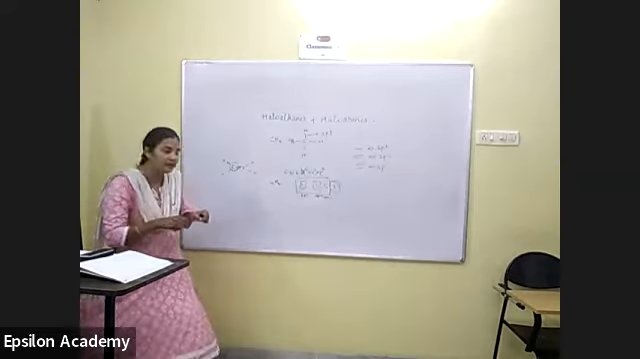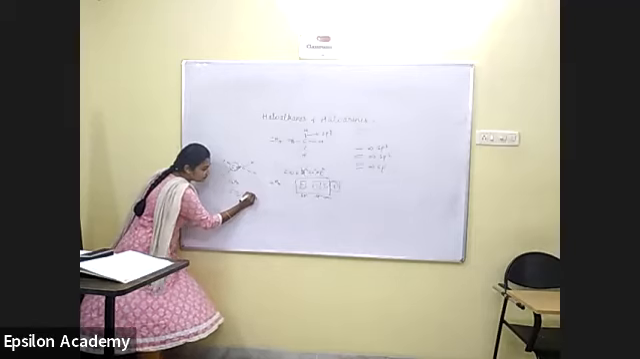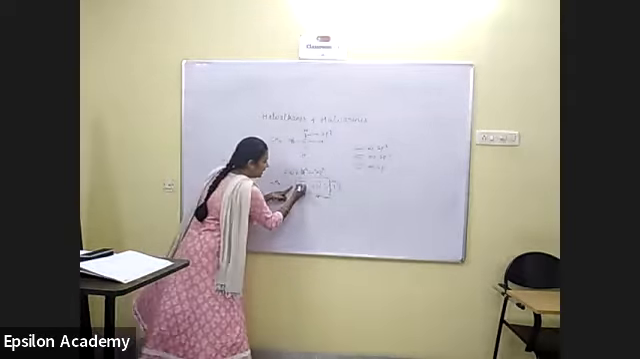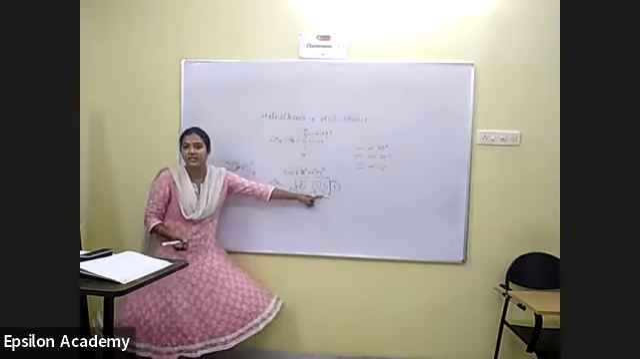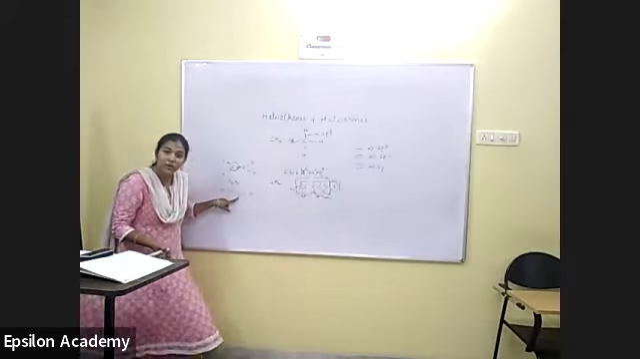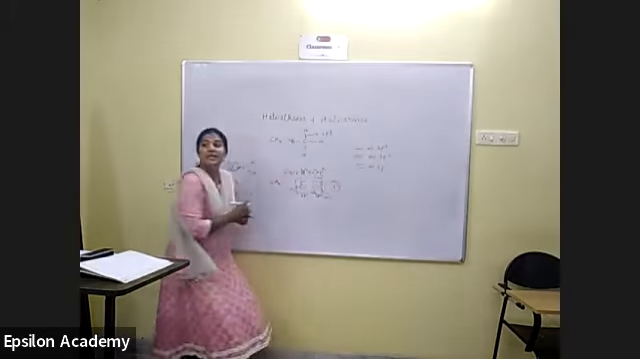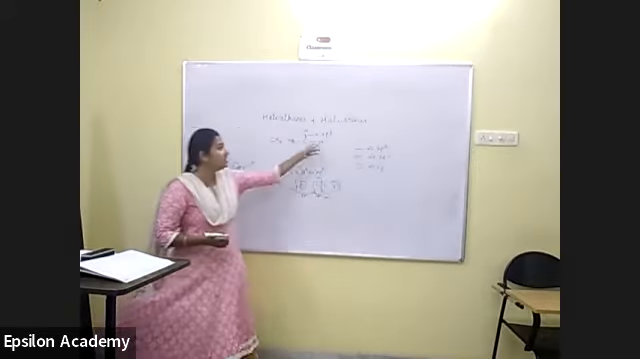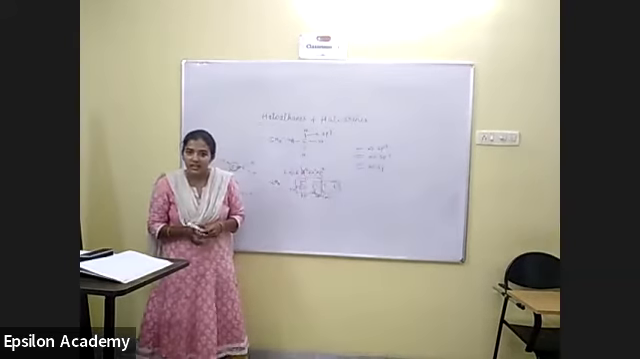Clear. Similarly, for triple bond, I'm taking C2H2. It will be like this, right? In the double bond, each carbon will have carbon-hydrogen bonds, sp2. In sp, it will be one carbon and one hydrogen. These two will be unhybridized orbitals. So this is how we are saying single bond is sp3, double bond is sp2, triple bond is sp. Clear? Okay.